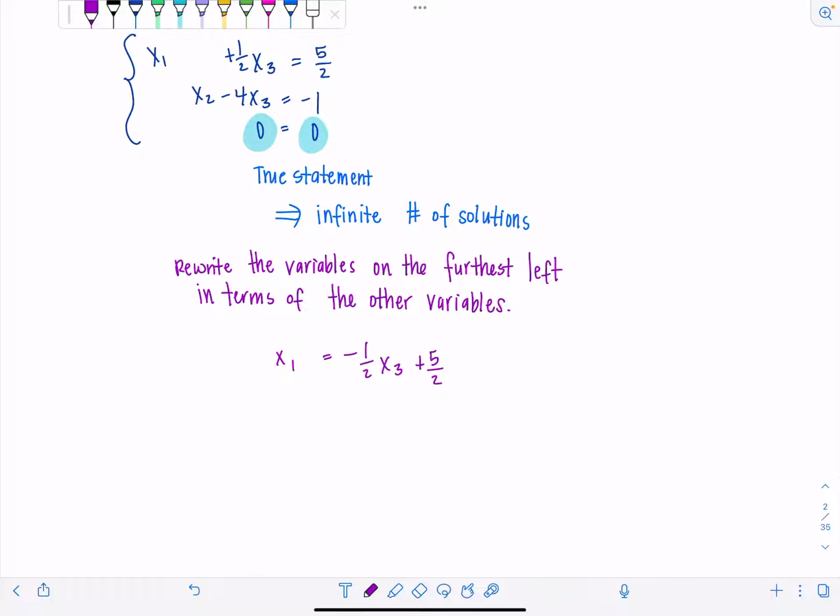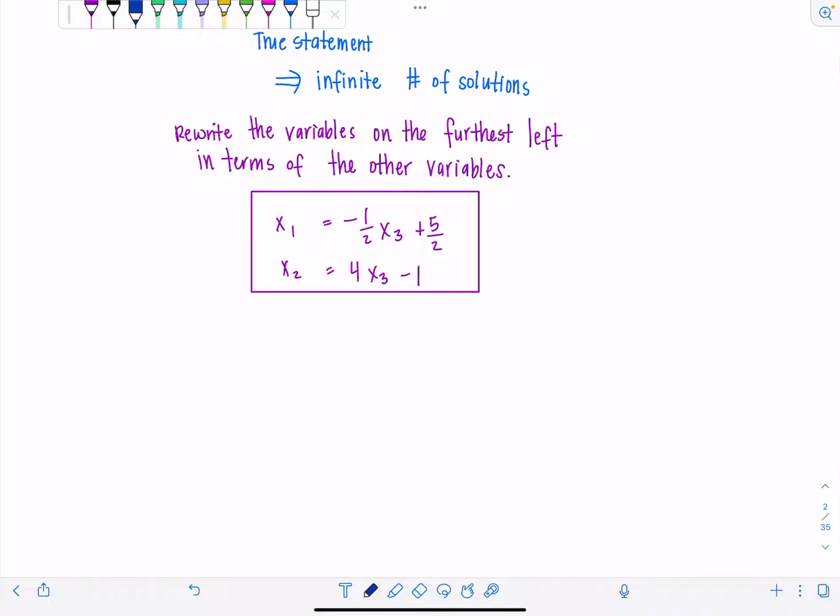And then do the same thing for the second equation. x2 is equal to 4x3 minus 1. So notice, this is basically why you have an infinite number of solutions. I don't have any information about what x3 needs to be, but I can define x1 and x2 in terms of x3. So x3 can take on any real number value, and then I can find x1 and x2 afterwards so that they satisfy the system of equations.